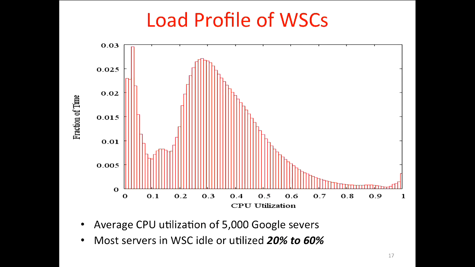Okay, so let's talk about how we can improve the energy efficiency of the computing unit. Okay, so this is the CPU utilization profile for a warehouse scale computer. So, what do you think we can conclude here? Can you see anything from this graph here?